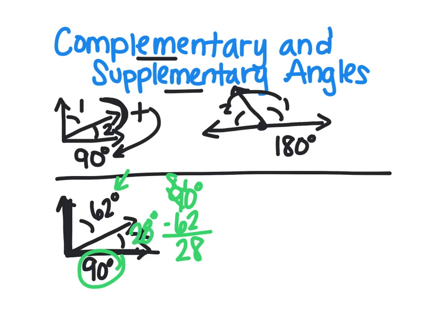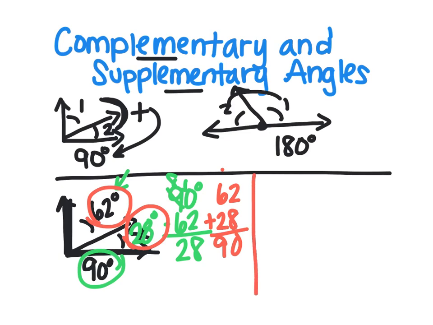How do I know that's true? Well, I can simply take my angle 62 and my angle 28, and if I add them together, they should form 90 degrees, and they do. So those are our complementary angles.